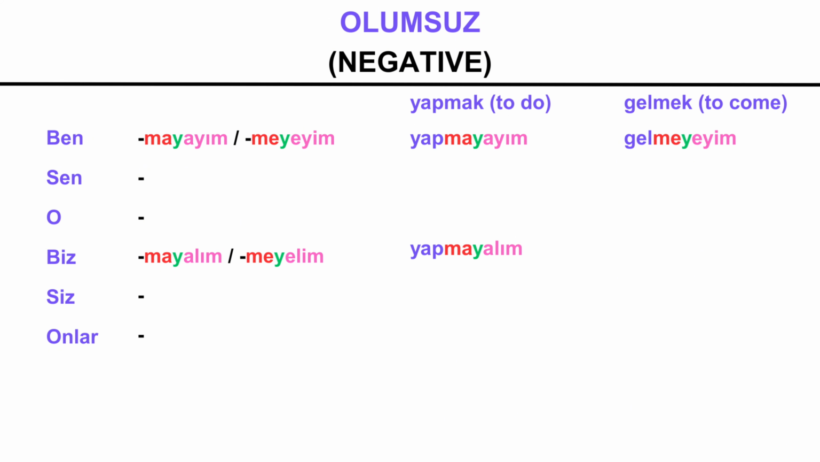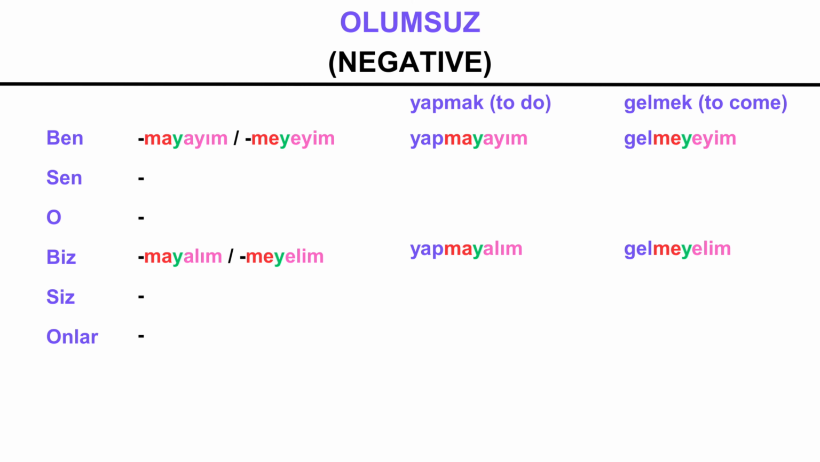We write, we say gelmeyeyim, with e almost sounds like. Gelmeyeyim. I shouldn't come. I shall not come. I wish not to come. I won't come. And for first person plural, it is gelmeyelim. Let's not come. Now let's see some more examples.